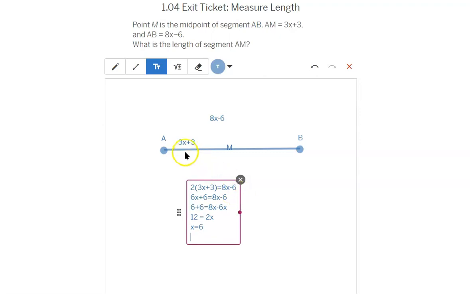Now I'm going to go ahead and take AM. That's what they want to know the value of. So I'm going to say 3 times x, which is 3 times 6, plus 3. Pulling up my handy dandy calculator if I need to, that is equal to 21. If you need to re-watch that part of the video, please click rewind.